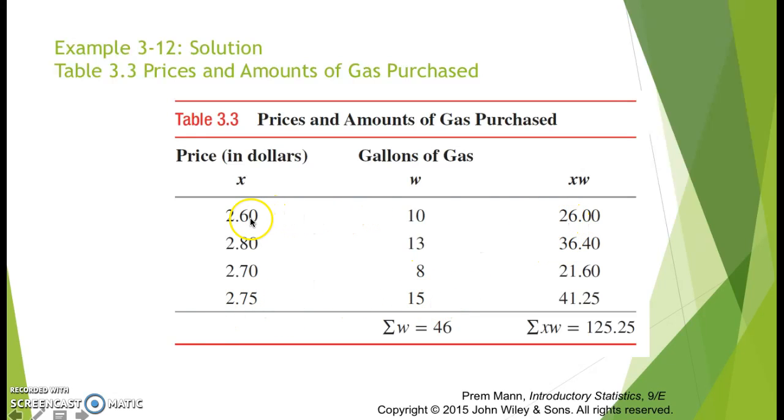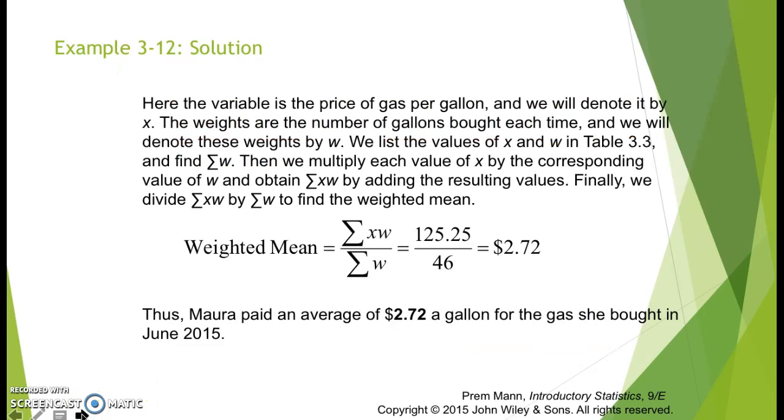We multiply the price times the gallons of gas to get XW. We sum both of these columns, and then we divide them to find out the average cost for a gallon of gas for all the month of June was $2.72.